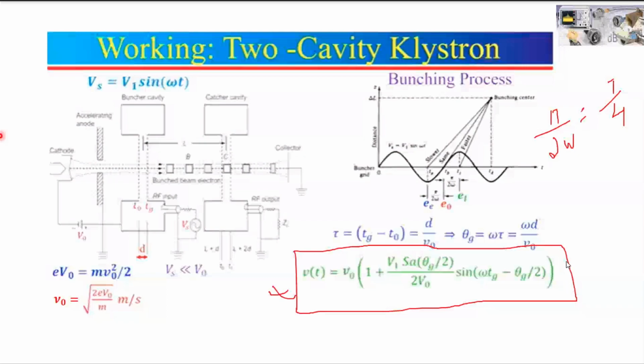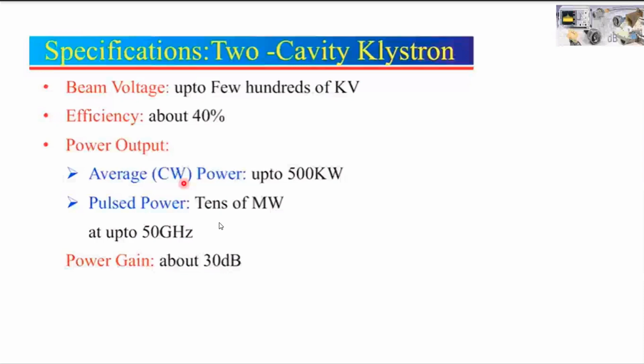So basically this is the working principle of your two cavity klystron. If you put one more cavity here, with the same function, it will be extended to a 3 cavity klystron, 4 cavity klystron. Now you will see the specification of the two cavity klystron. Practically, the specifications of two cavity klystrons are represented here. The beam voltage is up to a few hundreds of kilovolts, and from this particular specification, one or two questions are generally asked.